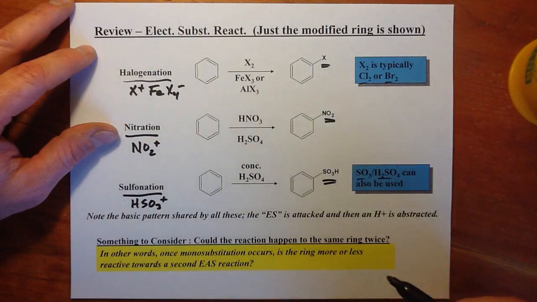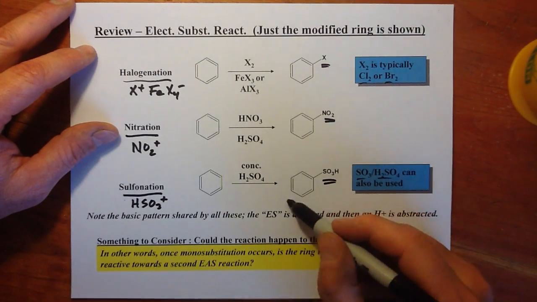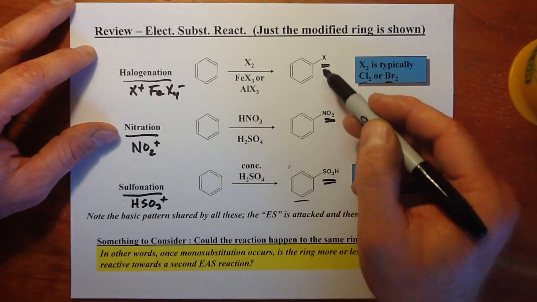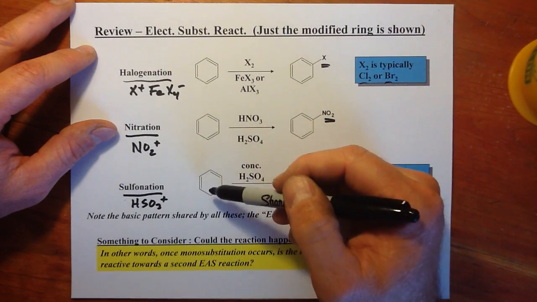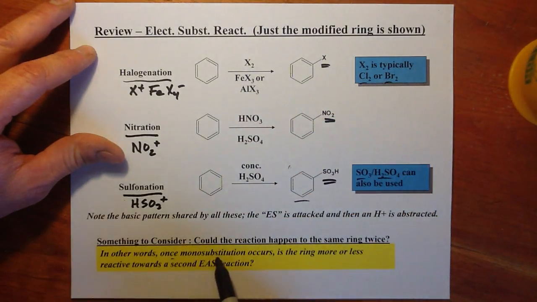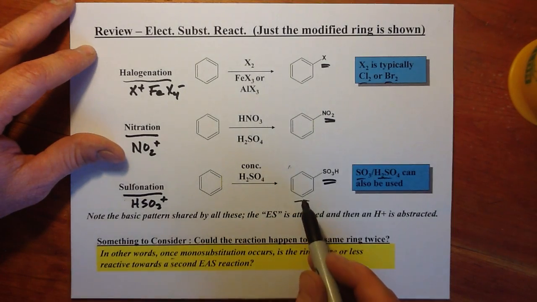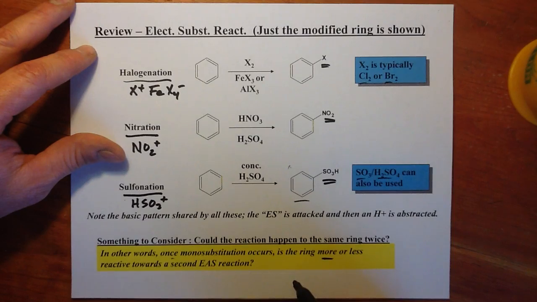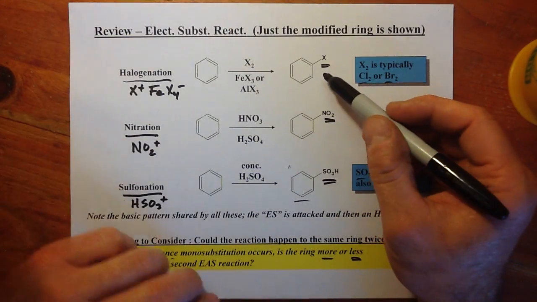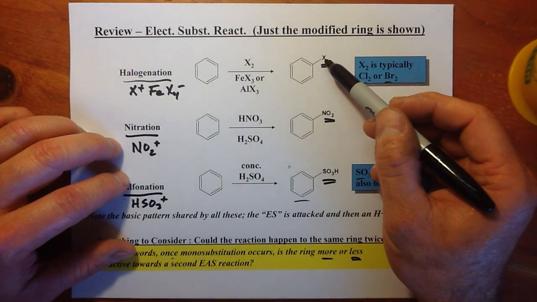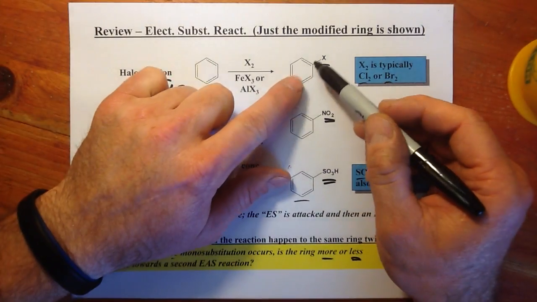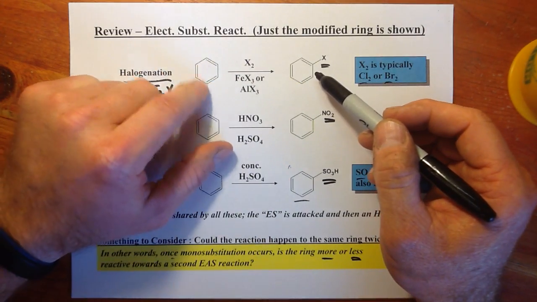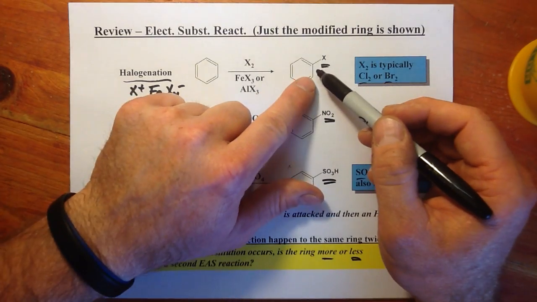Something to consider, can this reaction happen twice? In other words, could this ring, now sulfonated or nitrated or halogenated, be more reactive with the reagents than the starting benzene ring? In other words, once monosubstitution occurs, is the ring more reactive towards a second EAS reaction, or is it less reactive? Let's finish this thought. Halogens, are they donating to the ring or withdrawing? If donating, they would activate the ring. If they're withdrawing, they would deactivate the ring, and this would be more reactive than the halogenated ring.